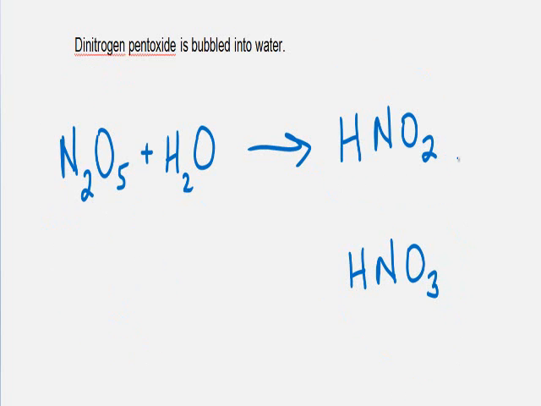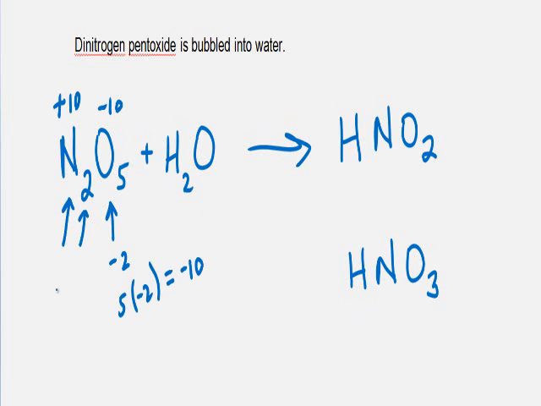In dinitrogen pentoxide, oxygen again has a state of -2. There's 5 of them times -2 gives us a total of -10 for all of the oxygens. This is a neutral compound, so all the nitrogen is +10. Because there's 2 nitrogen in this compound, individually nitrogen has an oxidation state of +5. We now need to see which product does nitrogen also have a value of +5 for its oxidation number.